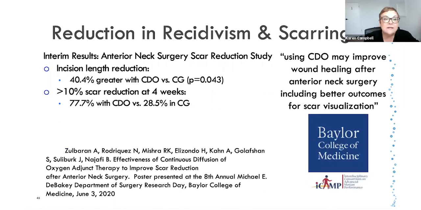Now, a similar study was done looking at anterior neck surgery and scar reduction. And so what they found was the incision length was 40% further reduced in the CDO arm. And if you think about these patients, these would be people that would have a very visible scar on their anterior neck. And so the cosmetic view is very important to most people. And so not only did we have a 40% reduction in incision length, but a greater than 10% scar reduction at 4 weeks. And so the researchers felt that using CDO may improve wound healing after anterior neck surgery and include better outcomes for scar visualization.